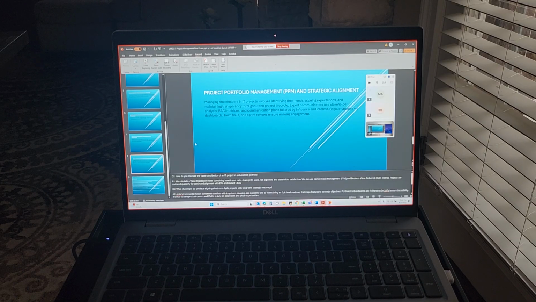Any questions on that subject, Brianna? Yes. How do you measure the value contribution of an IT project in a diversified portfolio? Okay. We calculate a value realization index, combining benefit-cost ratios, strategic fit score, risk exposure, and stakeholder satisfaction. We also use earned value management and business value delivered matrices.